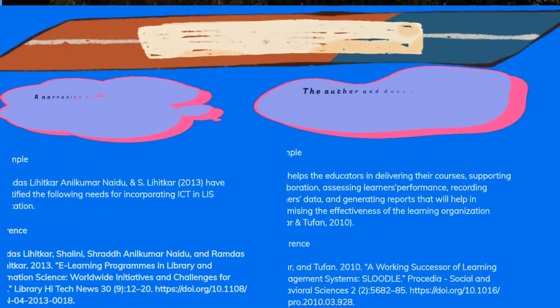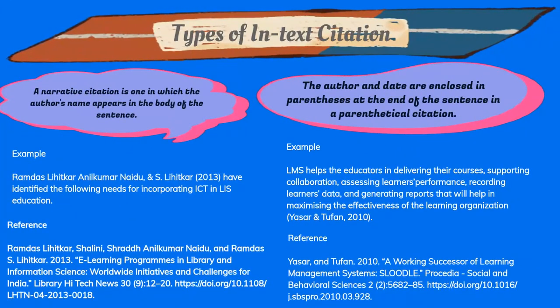Now we will look at the various types of in-text citation. As I mentioned earlier, in-text citations are citations that appear within the body of the text in the manuscript. In-text citations have two formats, namely narrative and parenthetical. A narrative citation is a type of citation where the author's name is used within the text of a sentence. As you can see from the table, the authors Ramdas and Litikar and the year 2013 are part of the sentence. On the other hand, a parenthetical citation is a type of citation where the author and the date in parentheses are presented at the end of the sentence.